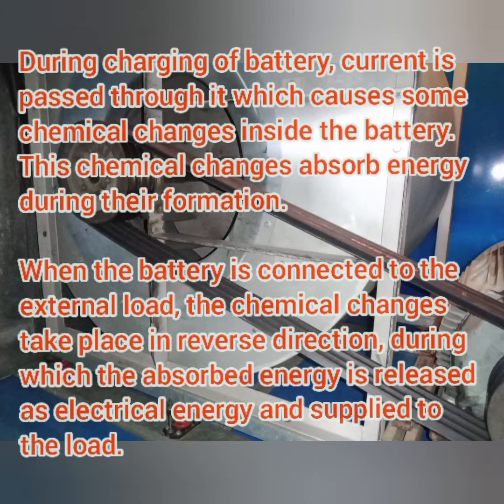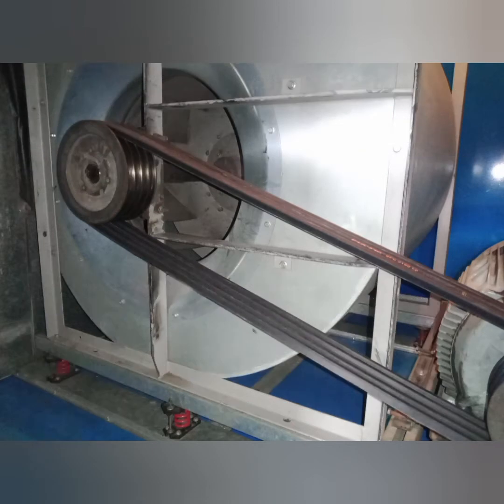So during charging of a battery, current is passed through it and some chemical changes happen within your battery. These chemical changes absorb energy during this formation. So when the battery is connected to an external load, the chemical changes take place in the reverse direction, which means that the absorbed energy is released as electrical power and supplied to the load. This is the main concept of your battery working.